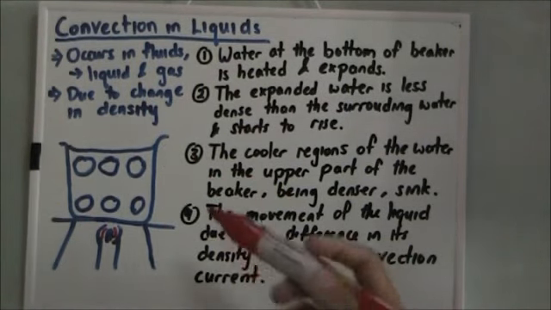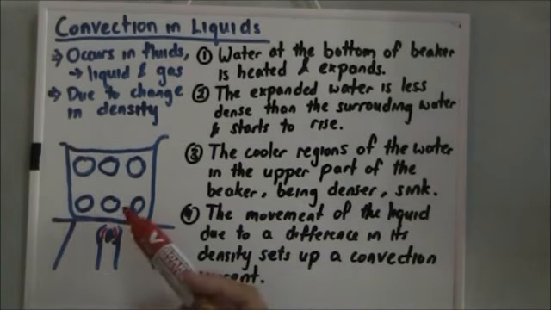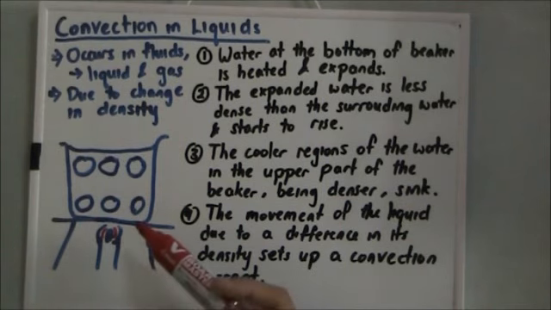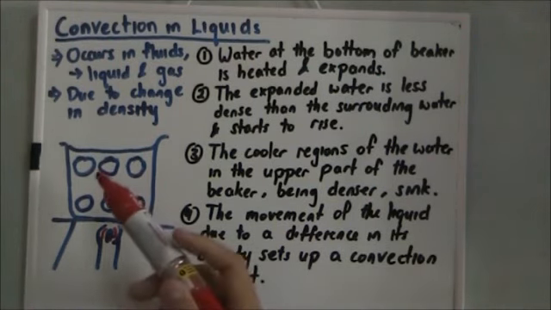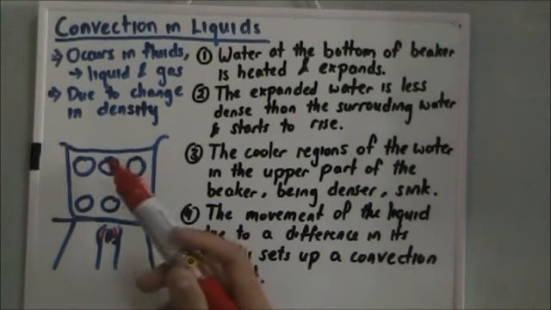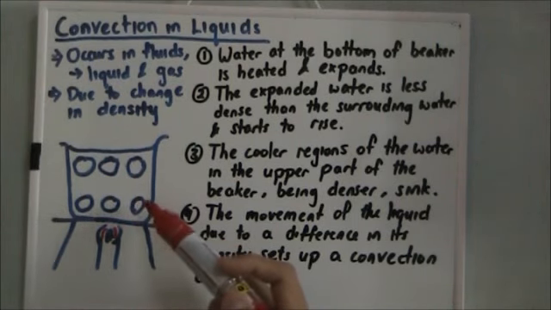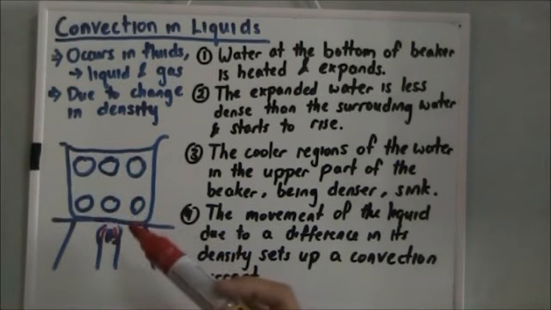Let's look at an example here. I have a beaker of water that is heated by a Bunsen burner. So the question is, how does the water get heated up? Now I'm going to go through the answer. Before that, let's look at the six circles here. These six circles represent the different regions of water in the beaker.